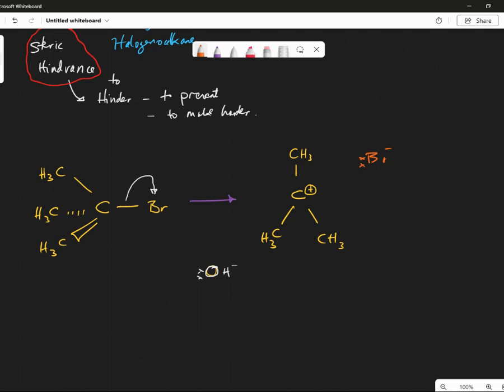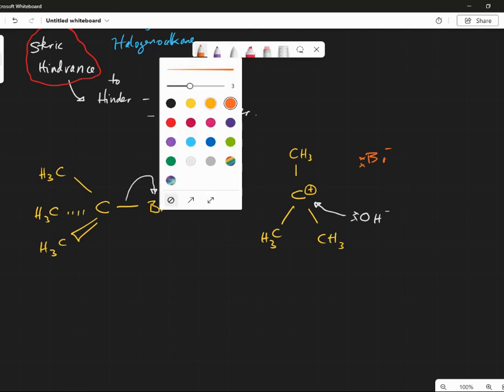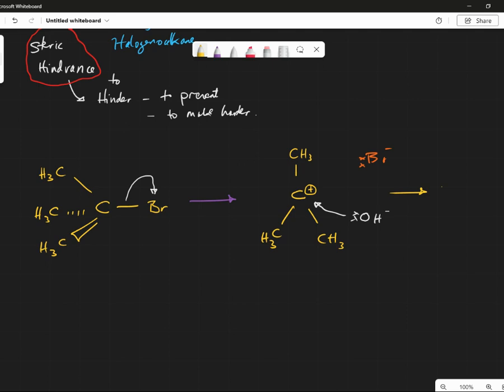Now let me redraw this somewhere else. The Br comes off on its own, and then what happens? Well, the OH minus ion attacks what's left. And what do we get? We get the product, which is, let me draw it down here, C, CH3, CH3, CH3, OH. Okay, so that's what happens with the tertiary.